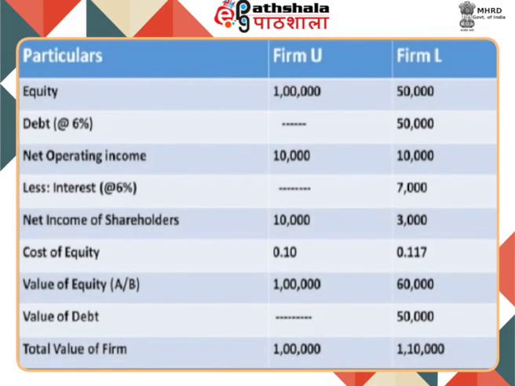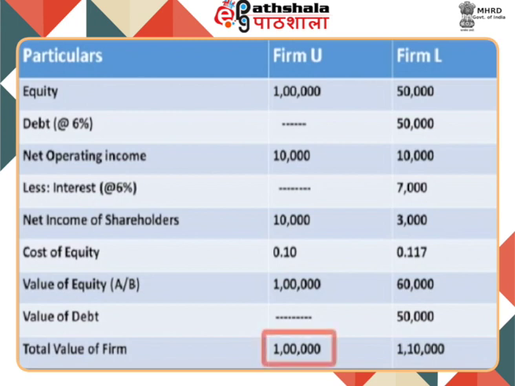In the first case, suppose firm U is an unlevered firm with an equity of rupees 1 lakh, and firm L is a levered firm with an equity of rupees 50,000 and debt of 50,000. The net operating income for both the firms is rupees 10,000. Firm L has to pay interest on debt at the rate of 6% per annum. The cost of equity for firm U is 10% and it is 11.7% for firm L.